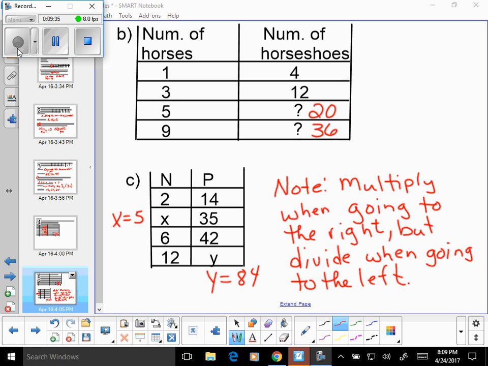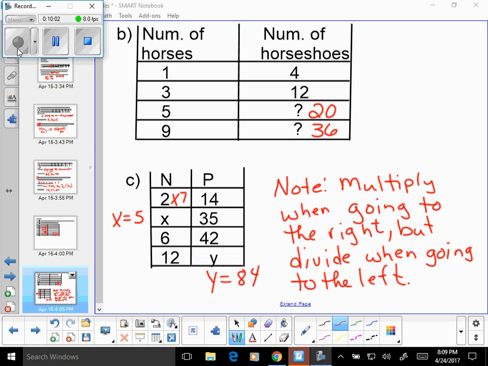Okay, this one's a little trickier because this time they start out by giving you 2 to 14, but then they're going to throw you backwards and say, all right, if I get 35 in the right-hand column, what has to be in the left-hand column? Hopefully you figured out that it was 5, because we're going to be taking 2 times 7. Some of you probably said, well, what number times 7 gives me 35? That works, but it's actually dividing.